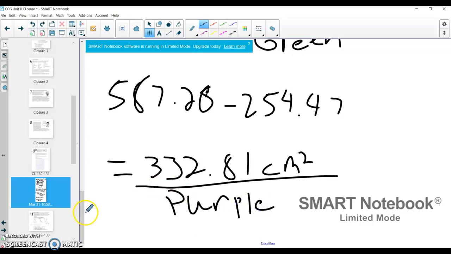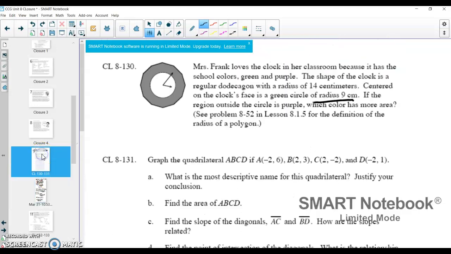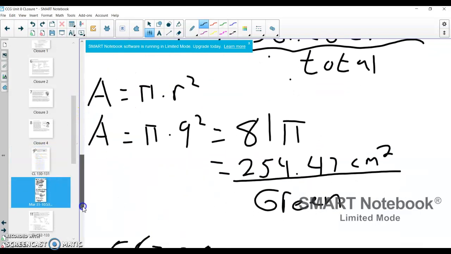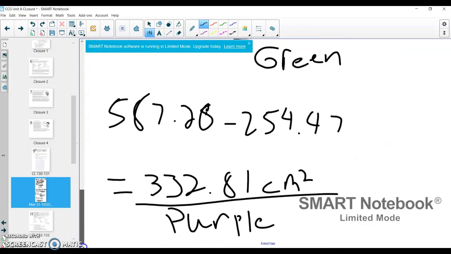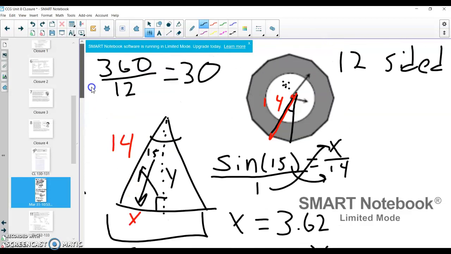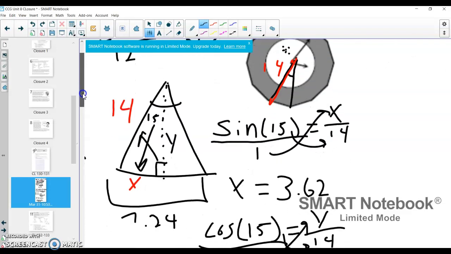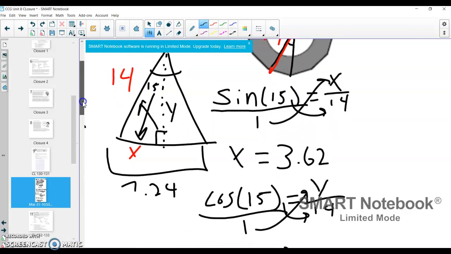And so if I'm evaluating this clock, it's a great problem, we had so many area parts, a composite shape actually. But if I evaluate at the end, the question was asking which color has more area. Well, the green had an area of 254 centimeters squared, and the purple had 332.81 centimeters squared, and so the purple area was more, or what I would say, because we don't have color here, the shaded area was more than the unshaded area. All right, like I said, a great problem: finding the area of a polygon, finding the area of a circle, and then working with the composite shape.